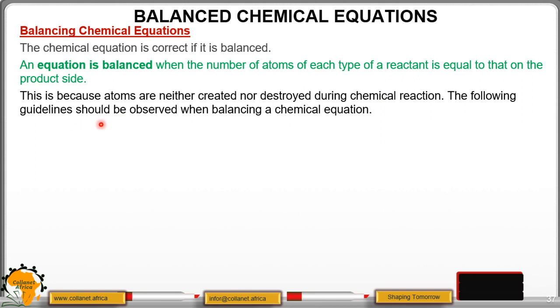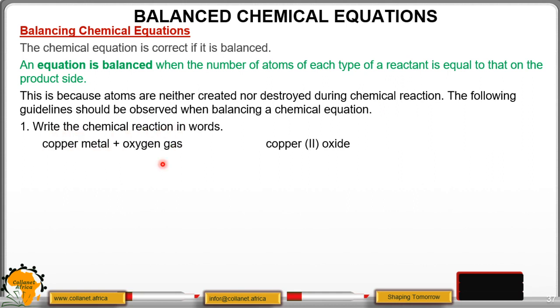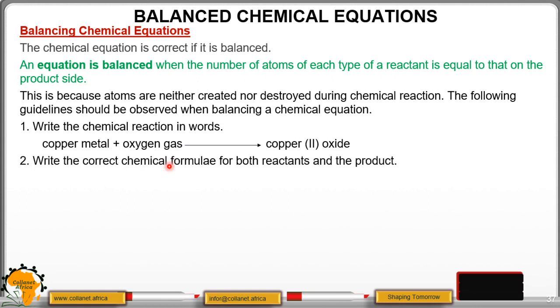The following guidelines should be observed when balancing a chemical equation. First, write the chemical reaction in words. For example, copper metal reacting with oxygen gas to get copper 2 oxide. Then second, write the correct chemical formulae for both the reactants and the product.